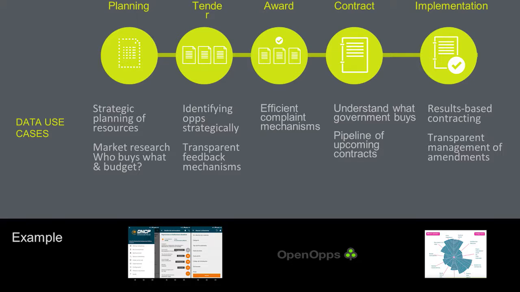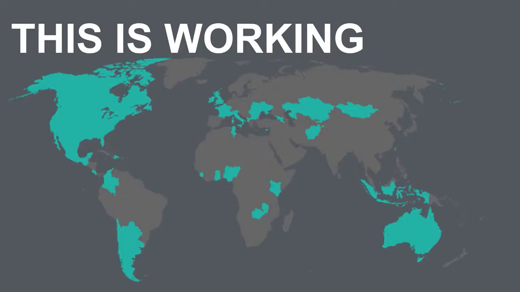This is working. We've been around for about 2.5 years. The standard itself has been around for 3 years, and we're now working with about 30 countries. A lot of them are already actively publishing regularly their public procurement data to the Open Contracting Data Standard. And given that this has been around for a year, it's very interesting to see some of the really exciting results that we're seeing based on what is happening with this data. And I'll be talking about those now.